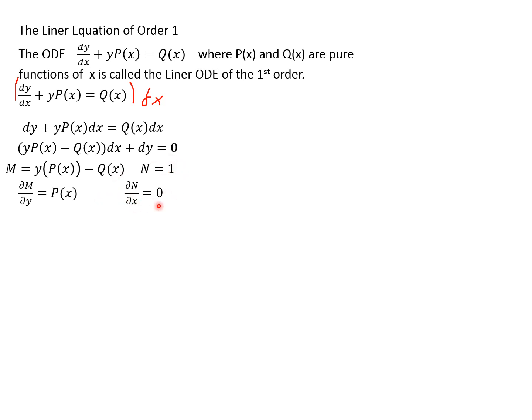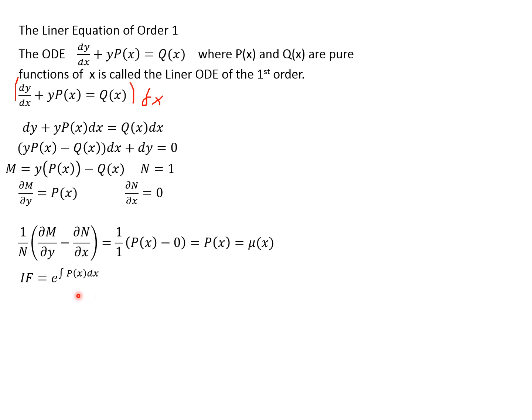Using our previous discussion for determination of integrating factors, we can use this formula: 1/N times (partial derivative of M with respect to y minus partial derivative of N with respect to x). Substitute 1 for N, and our partial derivative of M with respect to y is p(x), minus 0 gives you only p(x), which is a pure function of x. So an integrating factor is equal to e to the integral of p(x) dx.